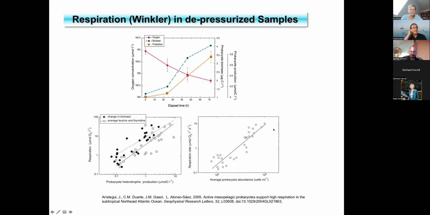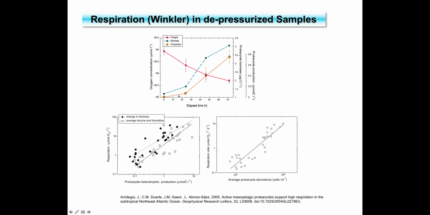we realized that when you enclose the community in the bottle, they were growing in 2-3 days. So we monitored this growth of the bacteria here, and we measured both prokaryotic production and prokaryotic biomass, which parallel the consumption of oxygen in the experiments here.